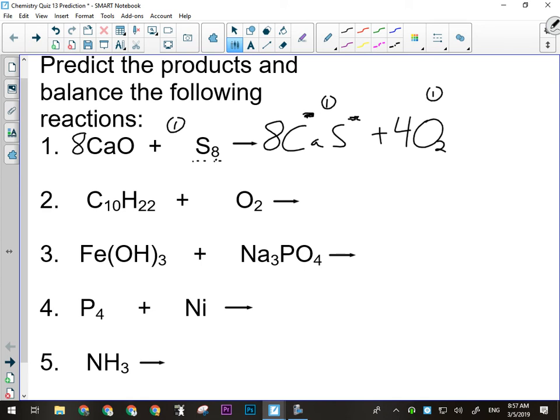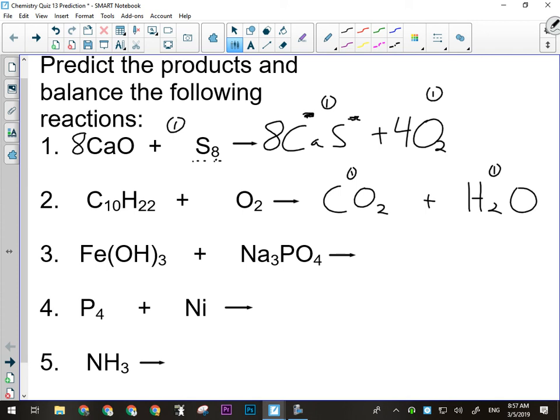All right. Question number 2. We've got C10H22 reacting with oxygen. What kind of reaction are we looking at here? It's a combustion reaction. In a combustion reaction, our products are always the same. Those products are carbon dioxide and water. 1 mark for water, 1 mark for carbon dioxide.